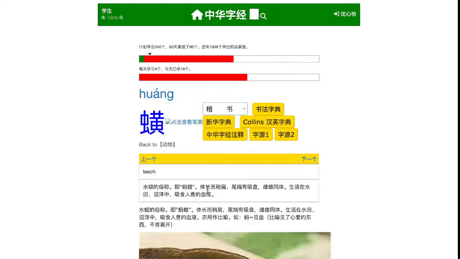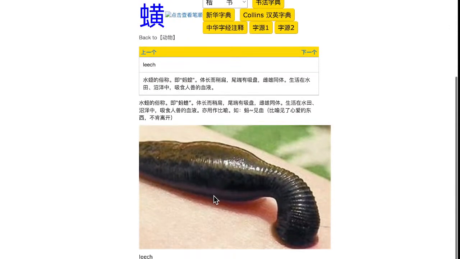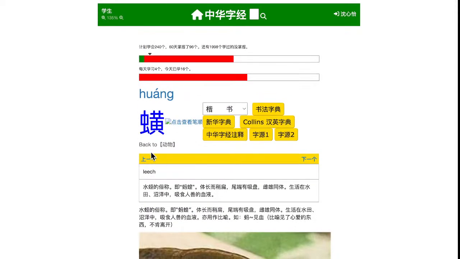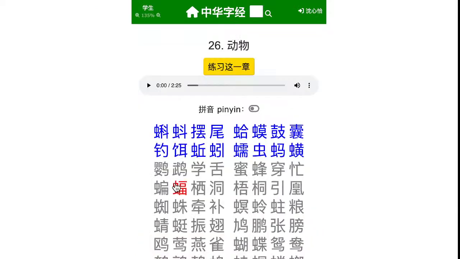Then the 蚂蟥, that's the 黄 part of this 蚂蟥, okay? Leech, leech. This is very disgusting. Okay, 蠕虫蚂蟥, that means the wiggling worm of 蚂蟥. Wiggling worm of 蚂蟥.